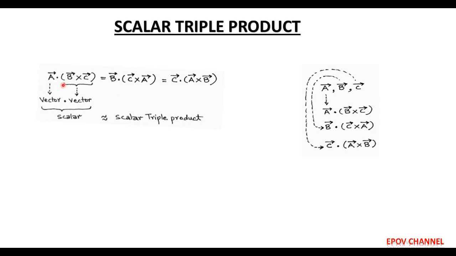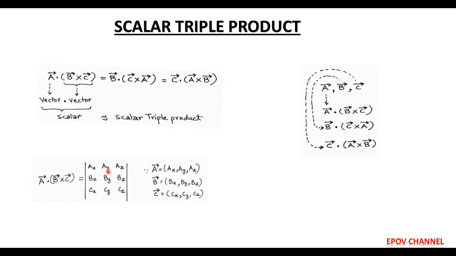And we know that the cross product of two vectors results in a vector. For example, A vector is a vector, B cross C vector is also a vector, and the dot product of two vectors results in a scalar. So in this way, the result is a scalar, so it is called scalar triple product. Scalar triple product can also be represented in matrix form. Here, all three vectors, vector A, vector B, vector C, have x, y, z components. So the matrix is like this. The first row has the components of vector A, the second row has the components of vector B, and the third row corresponds to the components of vector C.